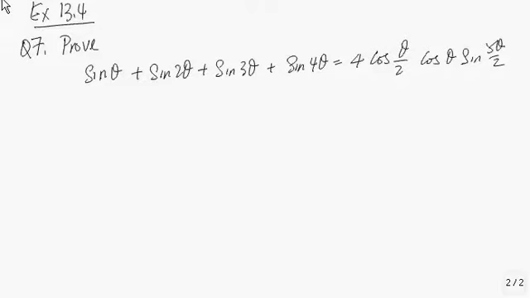At exercise 13.4 question, proving that sine theta + sine 2 theta + sine 3 theta + sine 4 theta equals 4 cosine theta over 2 and so on. Now you realize that we have 4 terms here, and what we're trying to do is to transform them into factors.